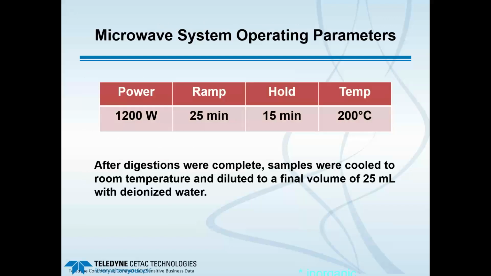And here was the microwave digestion program used for all the digestions. So 1200 watt power, ramp for 25 minutes, hold for 15 at 200 degrees C. After digestions were complete, the samples were cooled to room temperature and diluted to a final volume of 25 mL with deionized water.